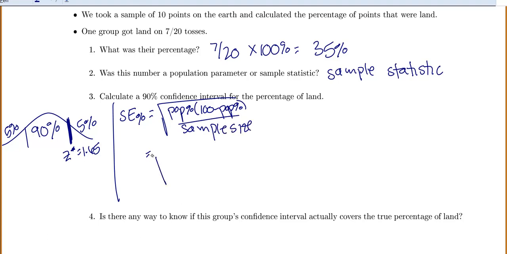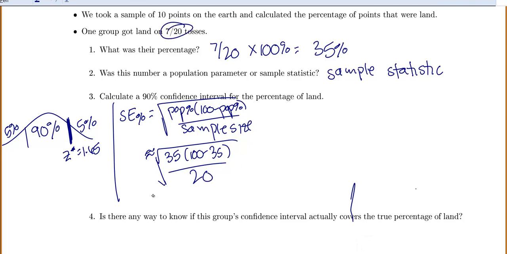And this is going to be approximately equal to... I'm going to use my sample percentage. So 35 times 100 minus 35 divided by my sample size of 10. Sorry, 20. They did 20 tosses. Which is 10.66%.